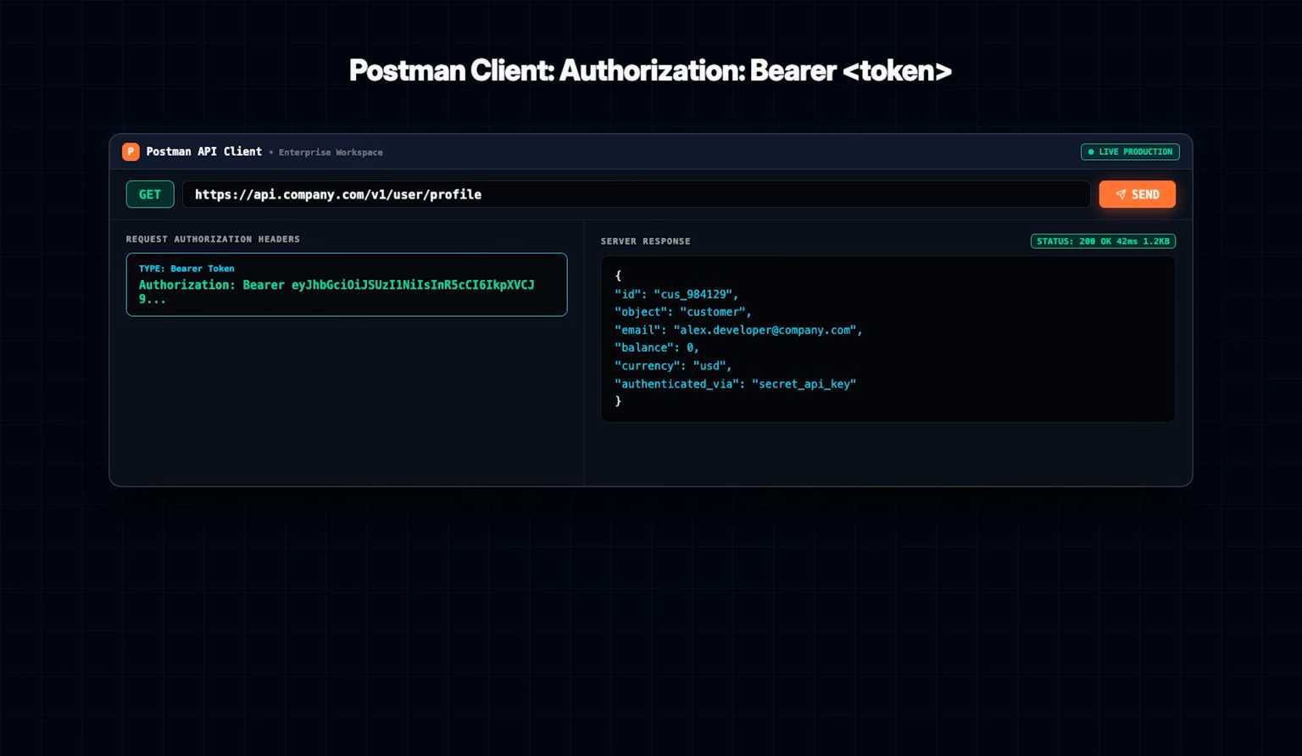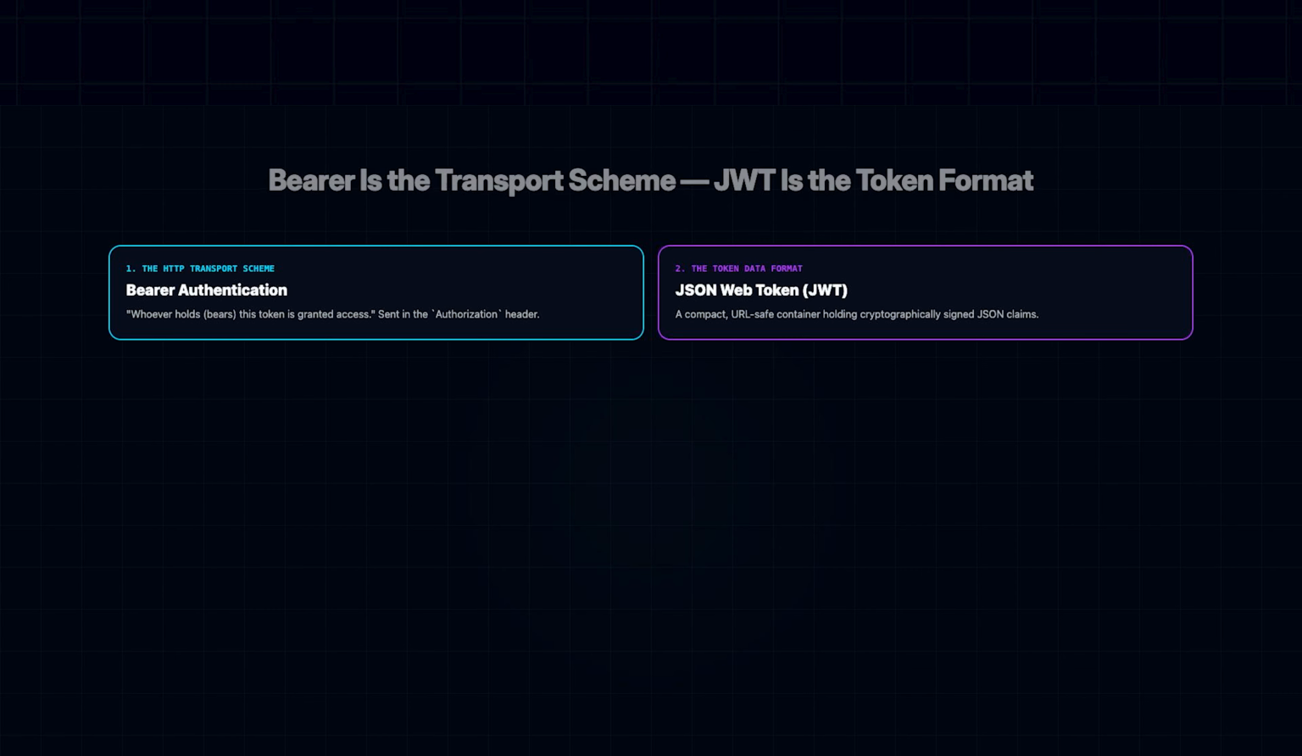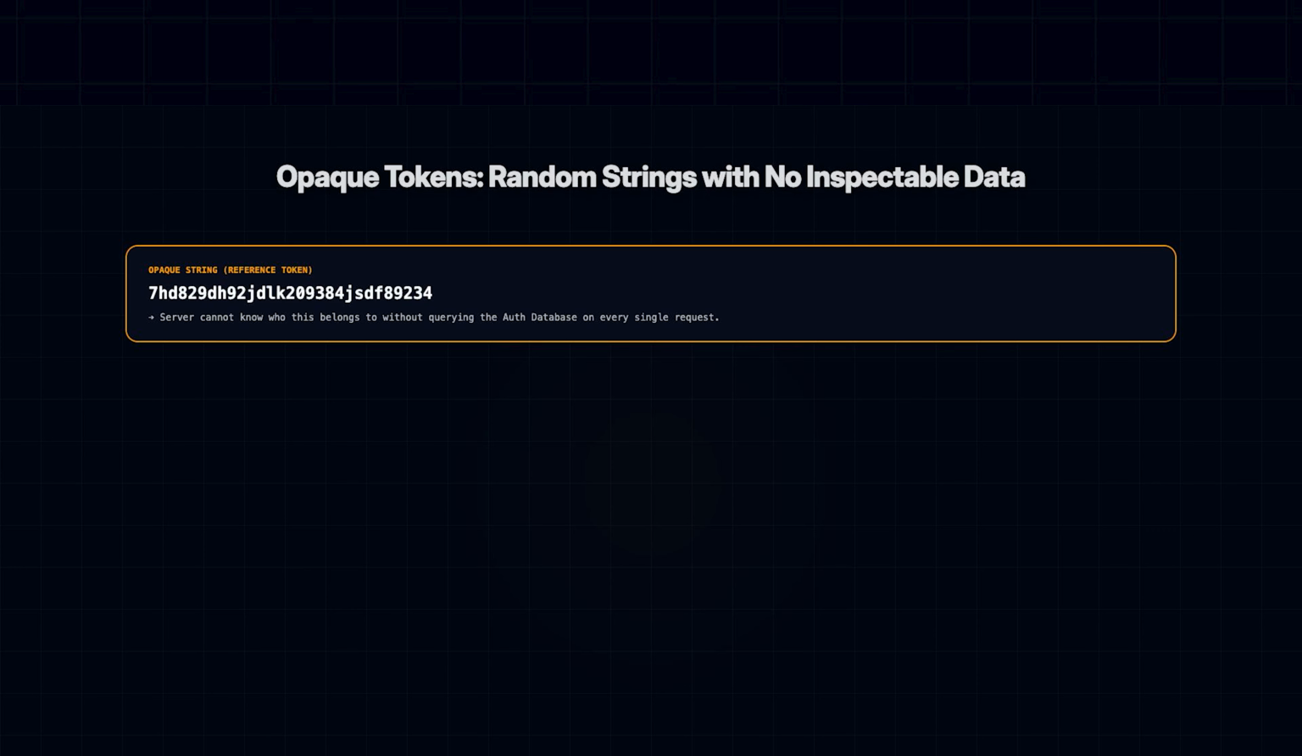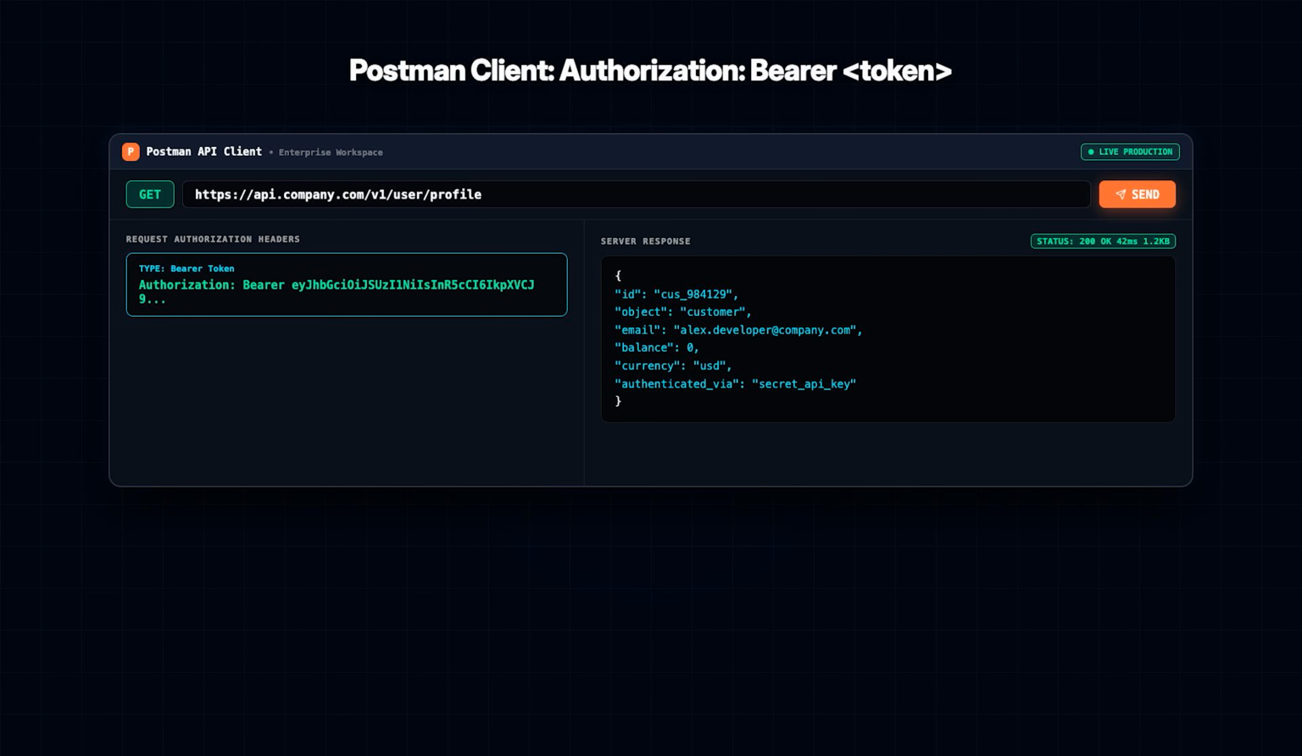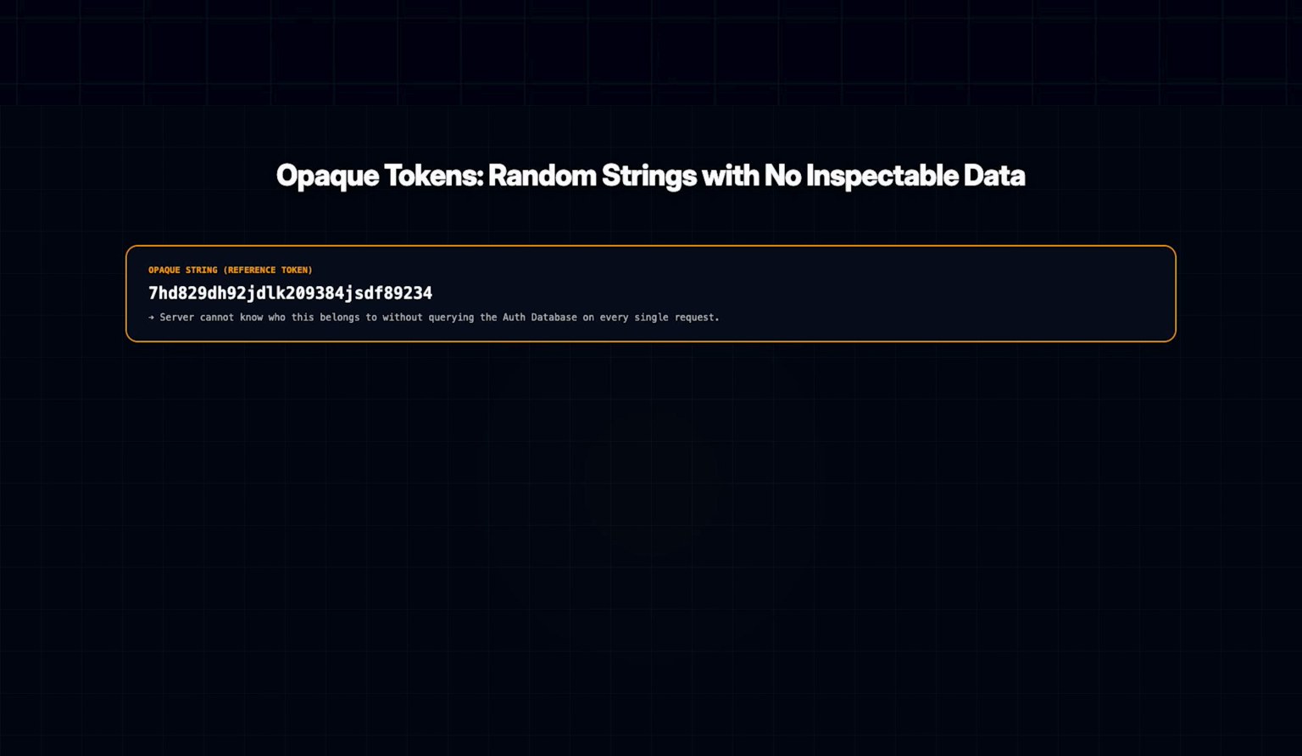We have probably seen this header many times, authorization bearer. And the first thing to understand is bearer does not mean JWT. Bearer simply tells us how the token is being presented. The value after bearer can be different kinds of tokens. It could be a random string or it could be a JWT. For example, suppose the token is something like this.